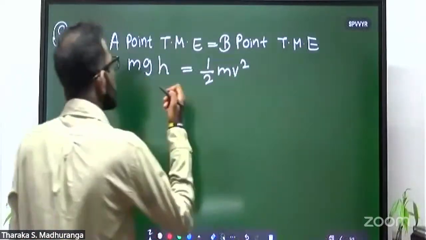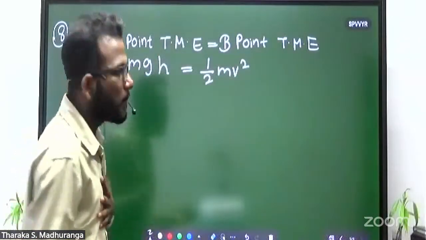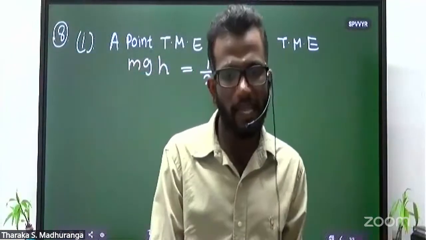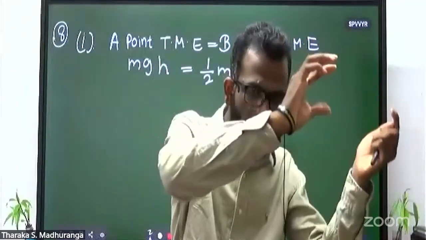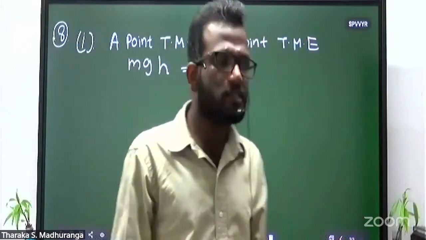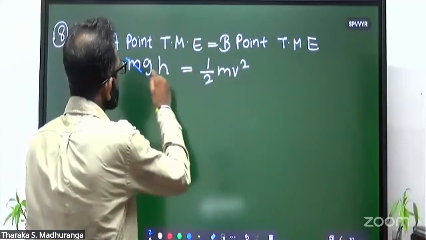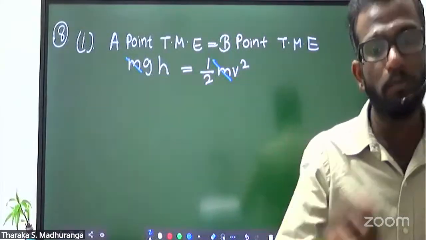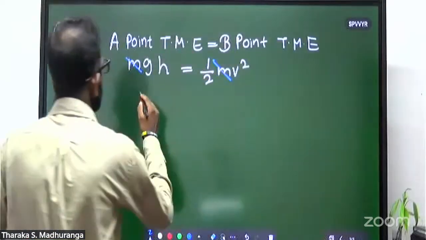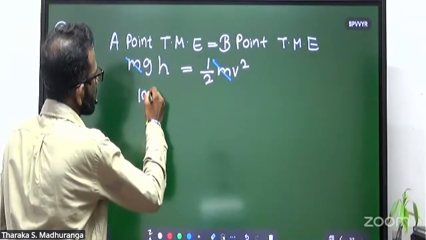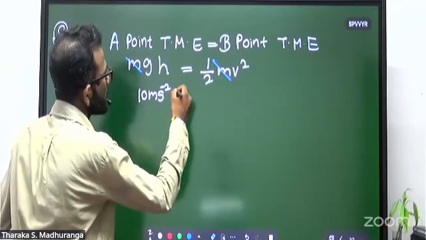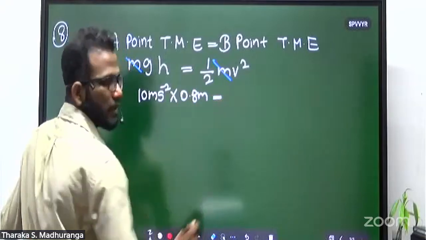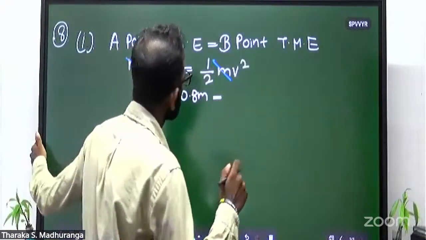Then the mass, do we need mass? The mass is one value. The pendulum comes from A point to B point, so the mass does not change. Therefore, the mass to mass we can cancel out because it is the same object. Then the g value is 10 m/s squared, the gravitational acceleration. The height is 0.8 meter, that's given in the figure.